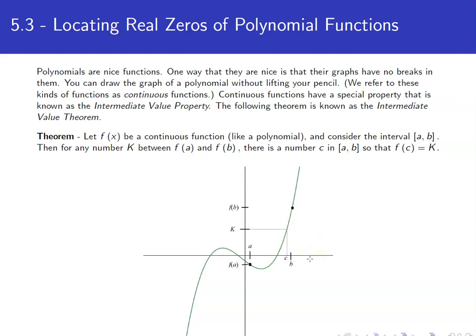That input gives me that value of k out. Another way to say this is that if I want to get from this low height to this high height, I have to hit every height in between. That's another way to say the intermediate value theorem. If I want to go from low to high, or you can flip it around from high to low, it doesn't matter. I have to hit everything in between if I'm not allowed to pick my pencil up when I'm drawing it.